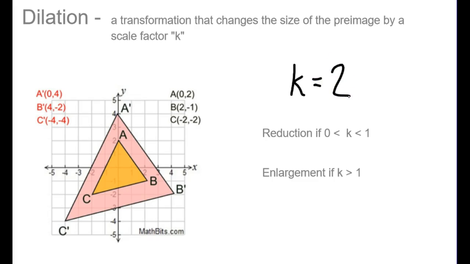K equals 2. If you look at B, (2, -1), if we multiply each of those by 2, you would get (4, -2). If you multiply each of these by 2, you're going to get (-4, -4). So K is equal to 2, which is greater than 1, so this is an enlargement, which we can see as we go from our preimage, we get larger for the image.